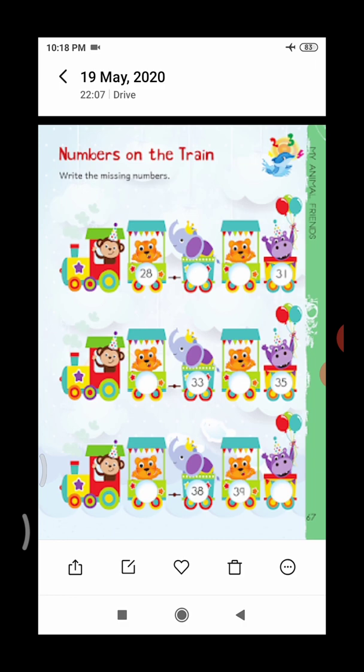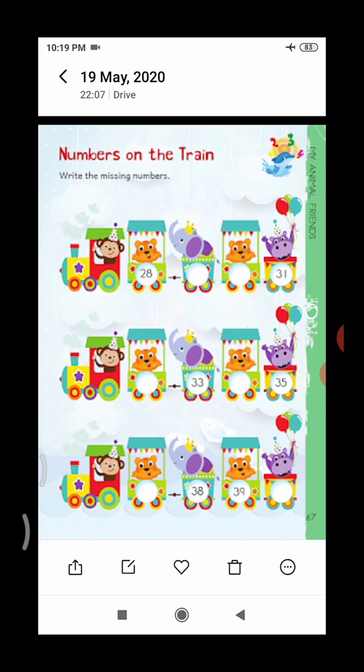In the second train, the first number is missing and the second number is 33. What comes before 33? 32. So write here 32. The last number of the train is 35. What comes before 35? 34. So write here 34.